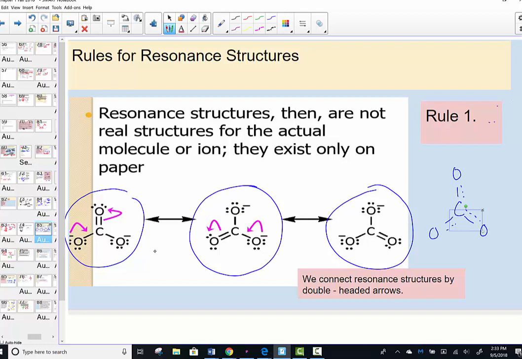Also note that we have a double-headed arrow that separates the resonance structures. It is incorrect to have two arrows pointing in opposite directions. That represents equilibrium. Remember equilibrium, where A and B can go on to make products C and D, and at the same time there's a competing reaction in the reverse direction. That's what's called equilibrium. That's incorrect. We want resonance structures with a double-headed arrow, meaning that it's back and forth between the two.